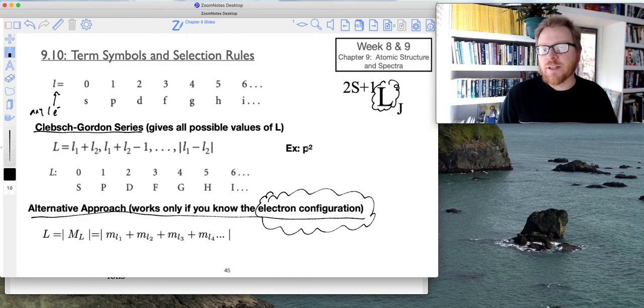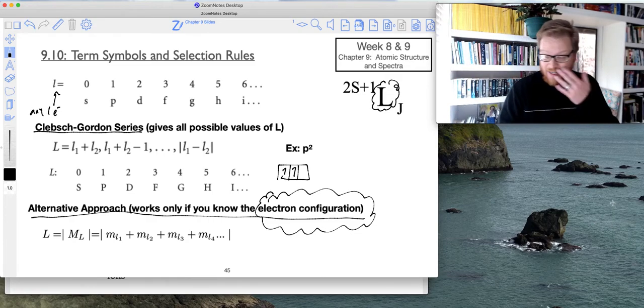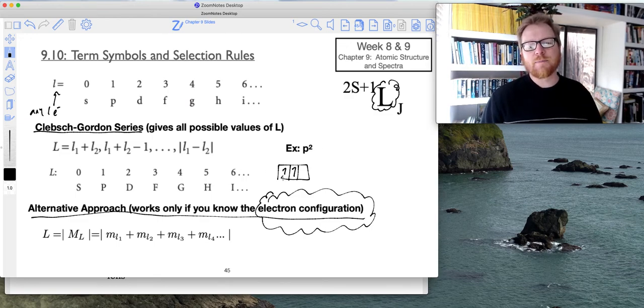So for example, let's suppose we have a p2. And what I mean by p2, this is some system that has 2 p electrons. But we don't know where they are. We don't know if this is a ground state. We don't know if this is an excited state, and so forth. So what that means is, and here I'm drawing a picture of this, but we're just saying suppose that's what it looks like.